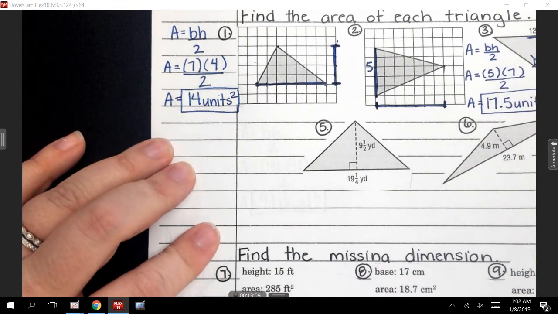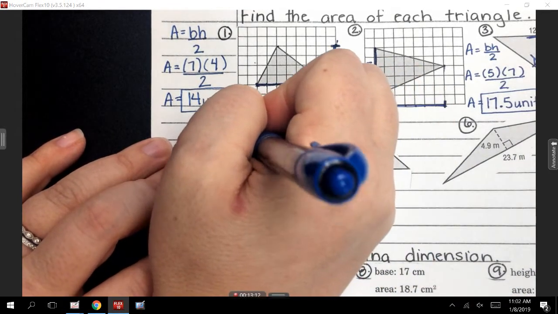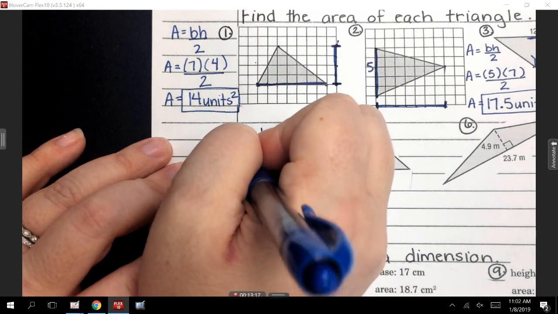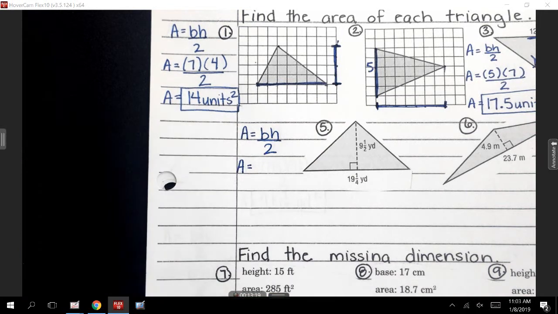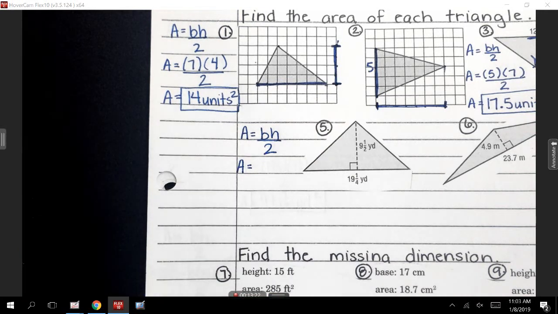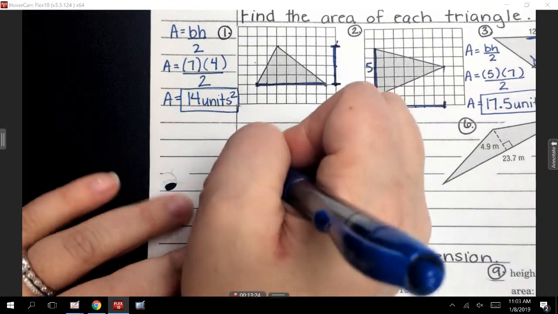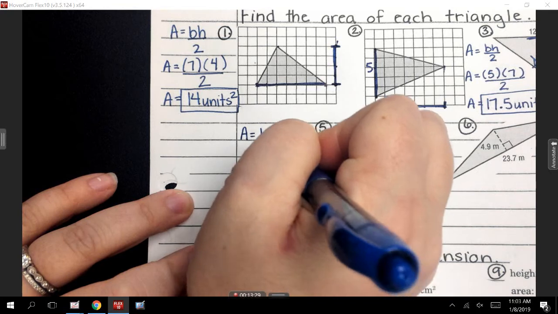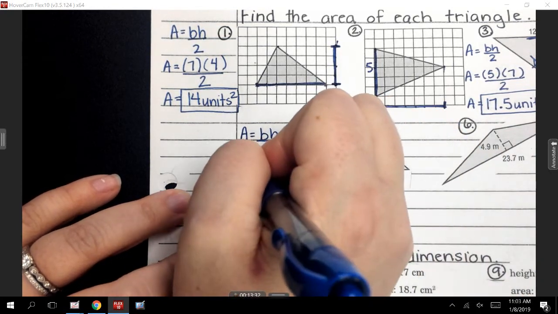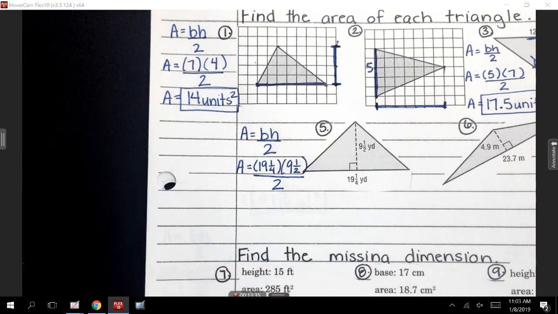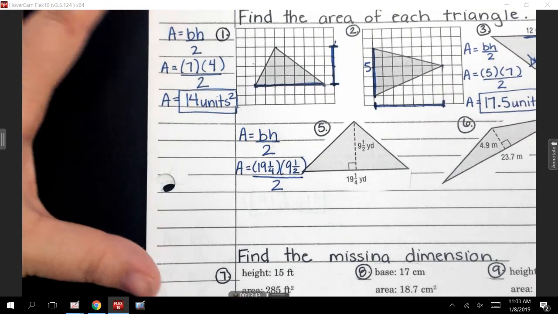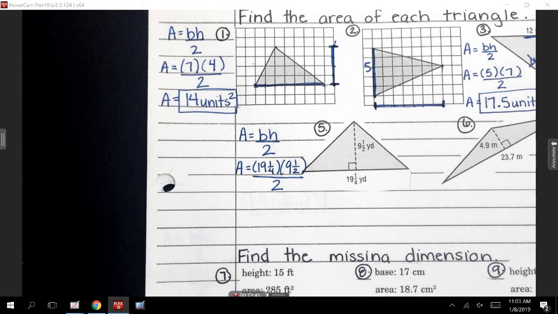Number 5, what shape is it? A triangle. So let's write our formula. A equals BH divided by 2. So I get A equals, because we're finding the area. What's the base of number 5? Camilla? 19. And can you tell me the height as well? 9 1/2. And then we're going to divide by 2. Now, I don't know about y'all, but those fractions are awfully scary looking, aren't they? But as long as we have our handy-dandy calculator, no biggie.